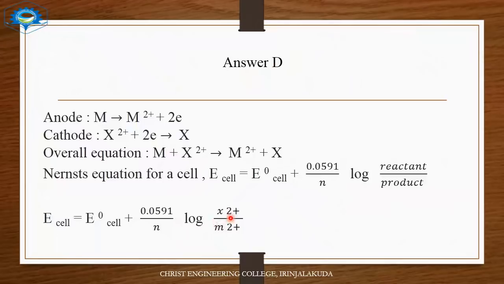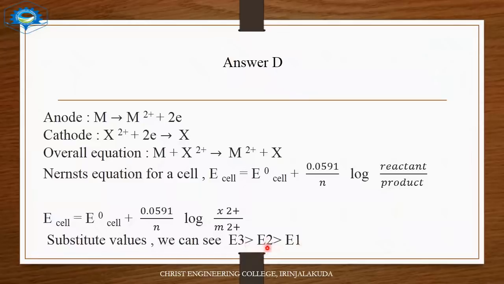Already, in the Nernst equation representation, their concentrations are given in the brackets. We can see X2+ aqueous, comma, its concentration. Similarly, M2+ aqueous, its concentration values are given in the bracket. So in each case, 1, 2, 3, we can select X2+ and M2+ from the bracket and find E cell. And finally, we will find that case D is the correct answer.